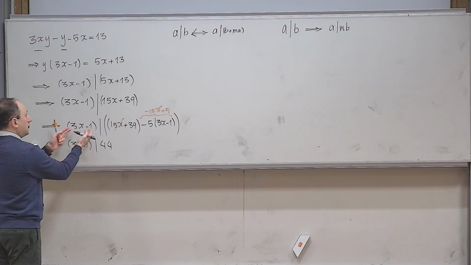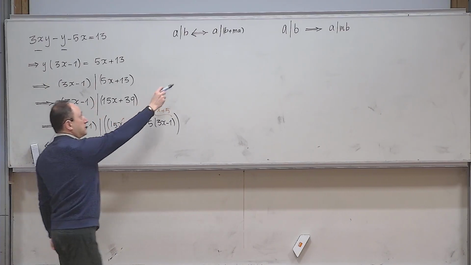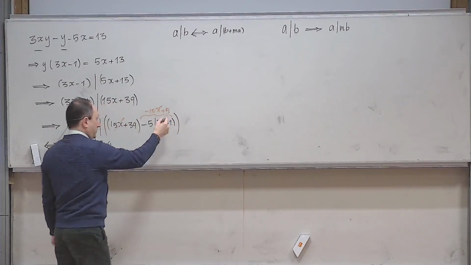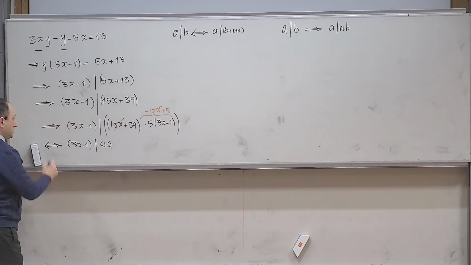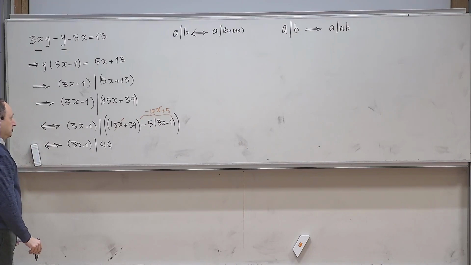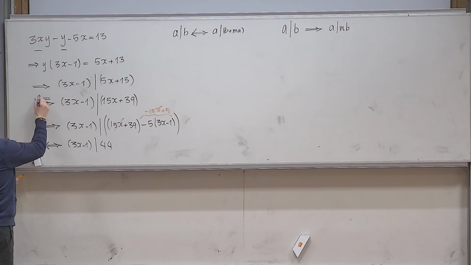From here, I can also conclude this one, because this theorem is also reversible. So I can drop this multiple of the left-hand side. So this one is also reversible. Yes, so I can go here. But what about this one? This one is not reversible.